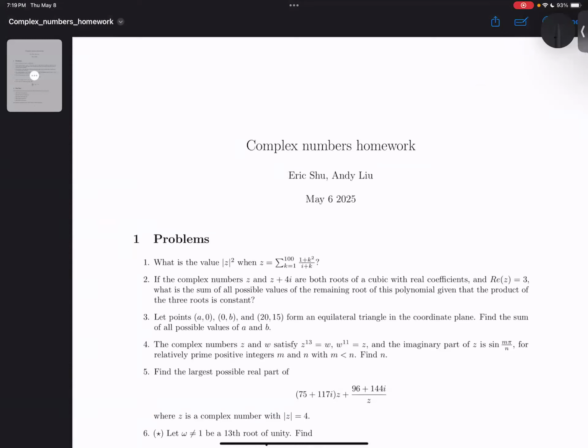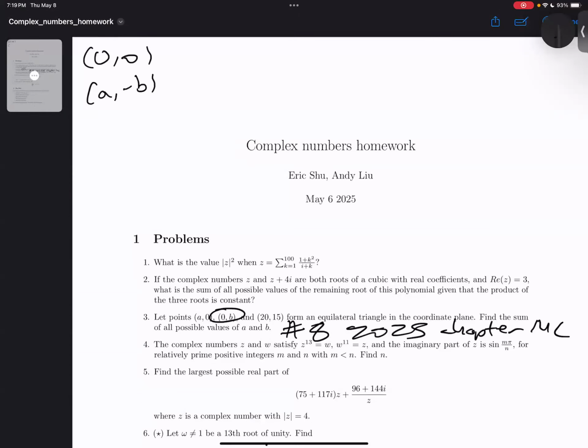I guess we'll just show you how to do number 8 on this year's 2025 chapter Math Counts. So first, what I did was I translated this point to the origin. So our 3 points would be 0, 0, a, negative b, and 20, 15 minus b. And now we have that this forms the equilateral triangle.